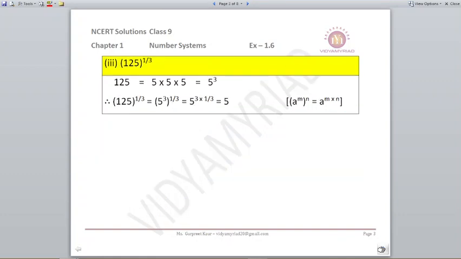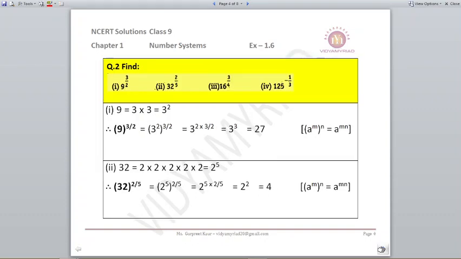Next, 125 raised to power 1 by 3. Now 125 can be written as 5 into 5 into 5, which is 5 cube. So replace 125 with 5 cube, multiply with 1 by 3, 3 gets cancelled. So it is 5 raised to power 1. Your answer comes out to be 5.